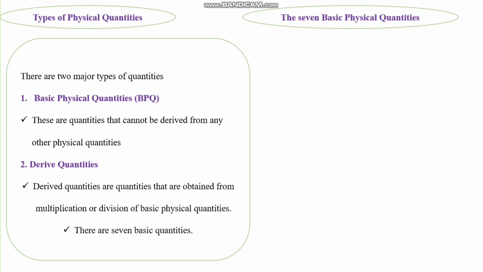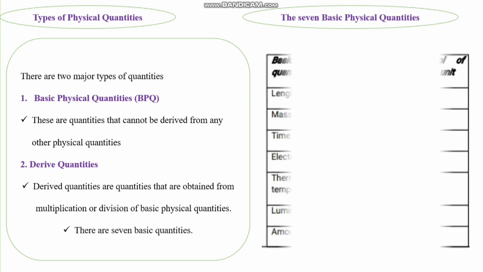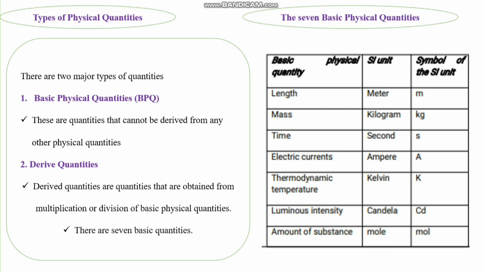Now let us look at the 7 basic physical quantities. The table below shows the basic physical quantities. In the first section we have the basic physical quantity. In the next section we have the SI unit and the symbol. So when you are asked about the SI unit, you write the word, but when you are asked about the symbol, you write the symbol only. The first one is length, the SI unit is meter, and the symbol is small m. So do not write capital M when you are referring to length.